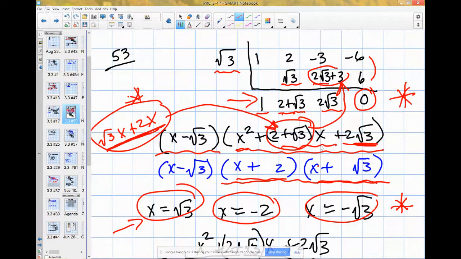Anybody else before I go to that third section? Let's move to a problem or two from the 57 to 64 section. Okay? I'll start with number 57.